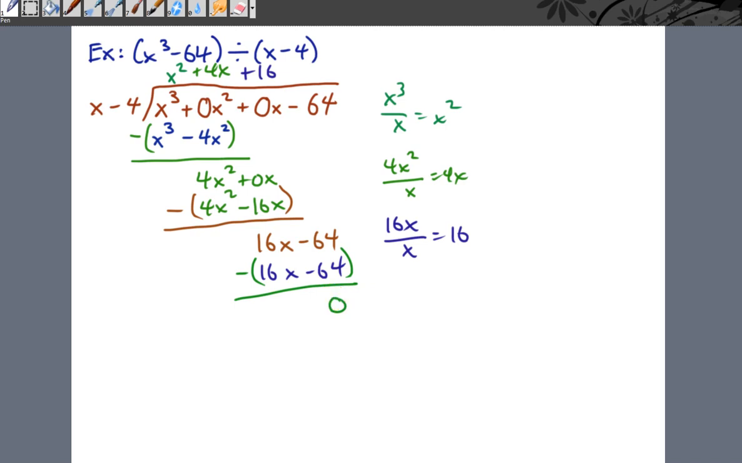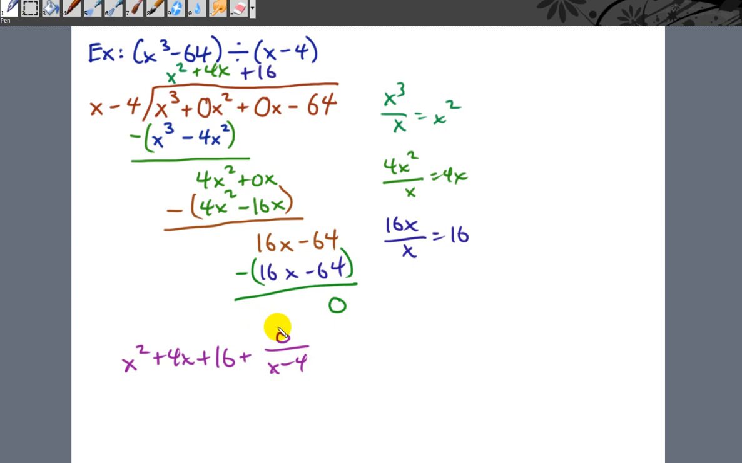Okay? So let's say we were to write this in the form quotient plus remainder divided by divisor. So something like this, right? So what we would do is first we would put our quotient, so x squared plus 4x plus 16. Our remainder is 0, and our divisor, so we get x minus 4.